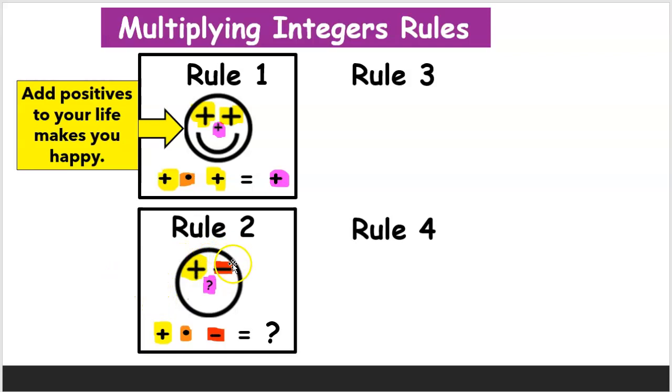All right. What about this one? A positive and a negative. If you take a positive and multiply it by a negative, what do you think you'll get?